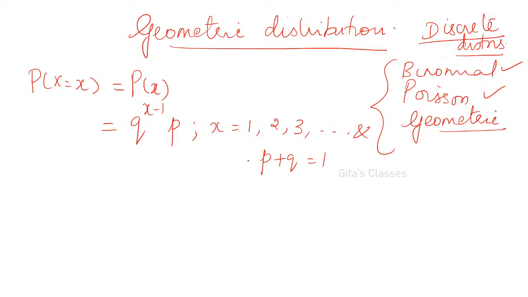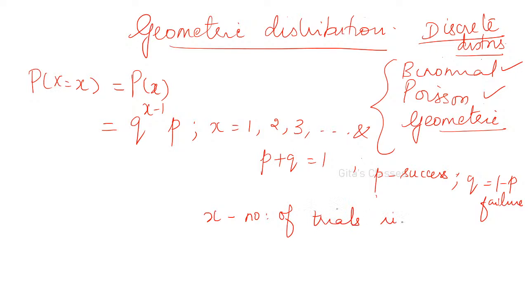Remember, what is p? p is the success, and q is the failure, q is equal to 1 minus p. According to the question, you can take it. And small x here is the number of trials. This is a little different from Poisson and binomial. So x is the number of trials required to get the first success.